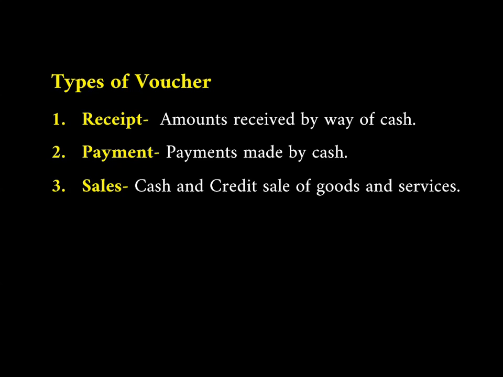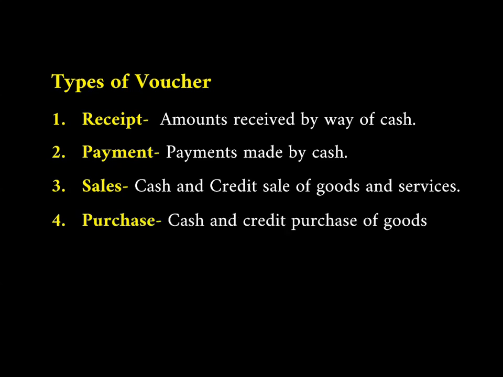Especially you have to keep in mind this, when you're going to make a sales voucher: when you sold any goods on credit, that time you are going to make a sales voucher, okay, that is called credit sales of goods and services. Next, purchase voucher, opposite of the sales voucher. When you purchase goods on credit, that time only the purchase voucher can be made, okay. So purchase voucher will be made when you purchase goods on credit.